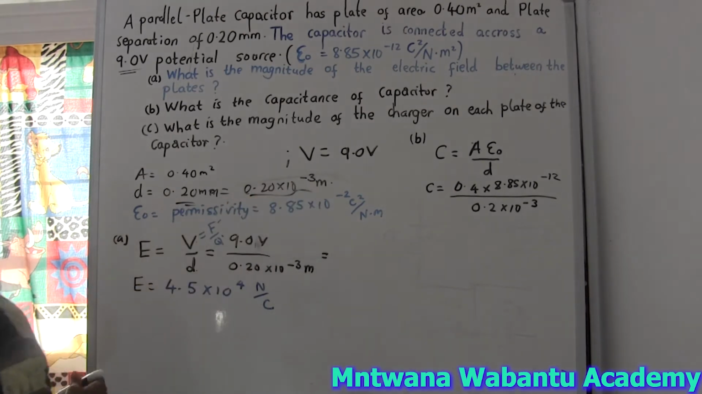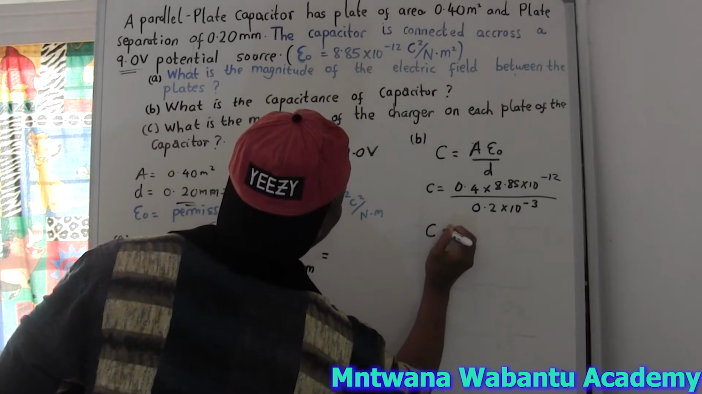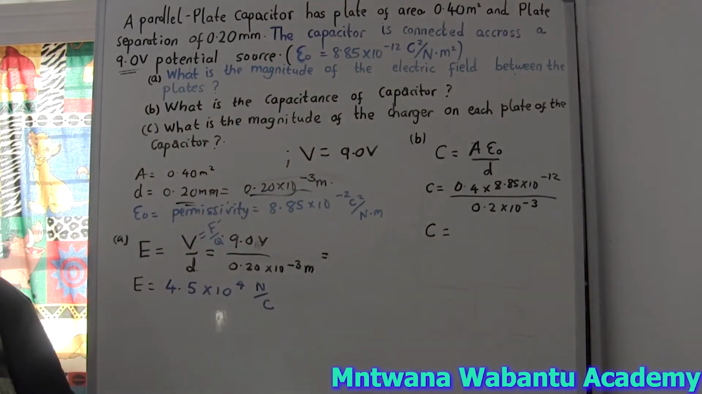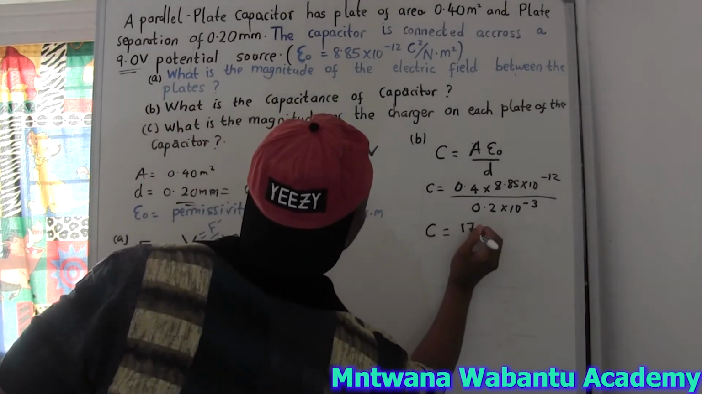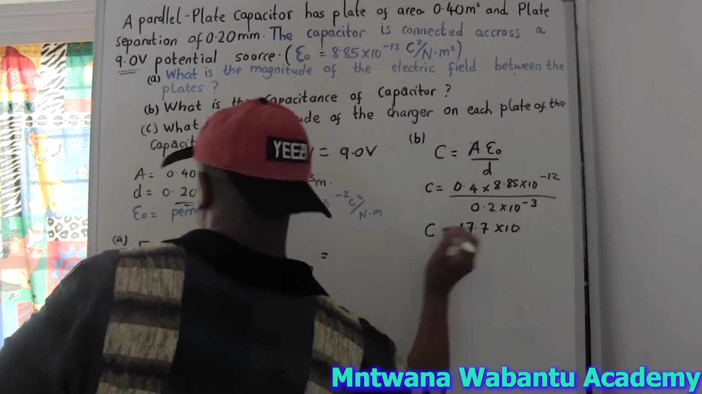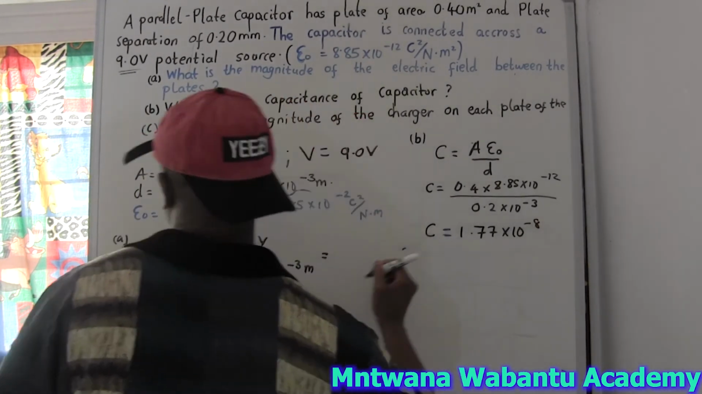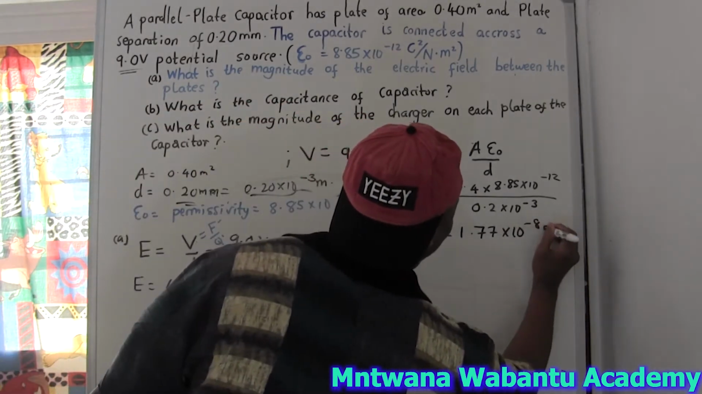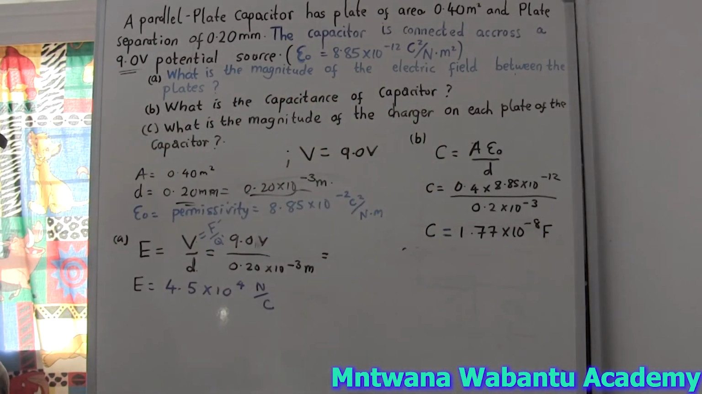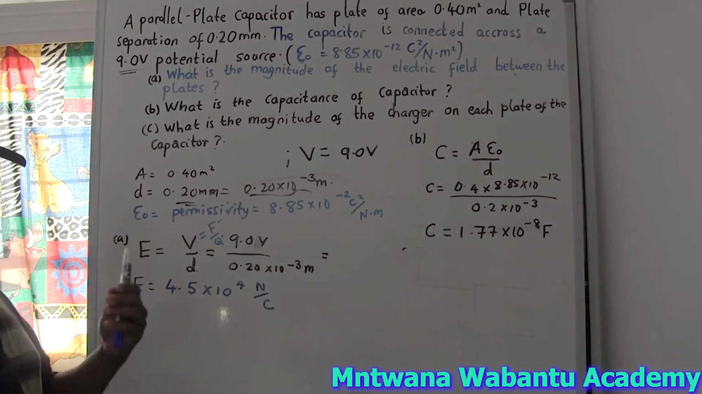So now we plug it into the calculator. If you plug it in, it's going to give you 17.7 times 10 power negative 10, and the unit of capacitance is farad. So we have the unit of capacitance.